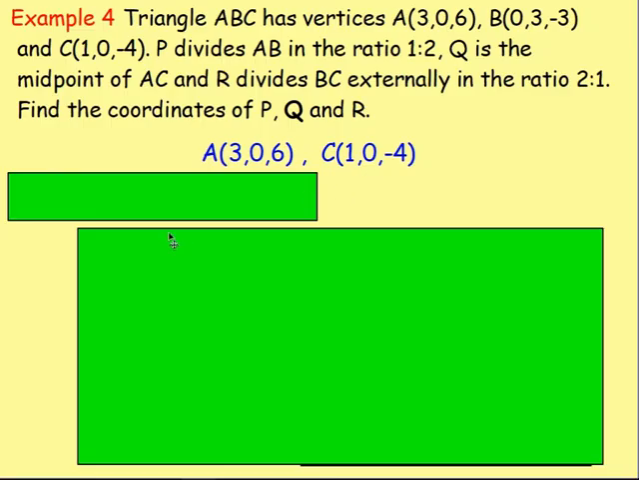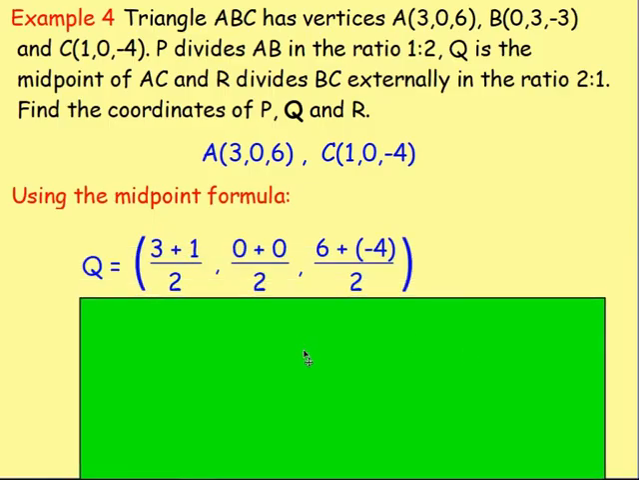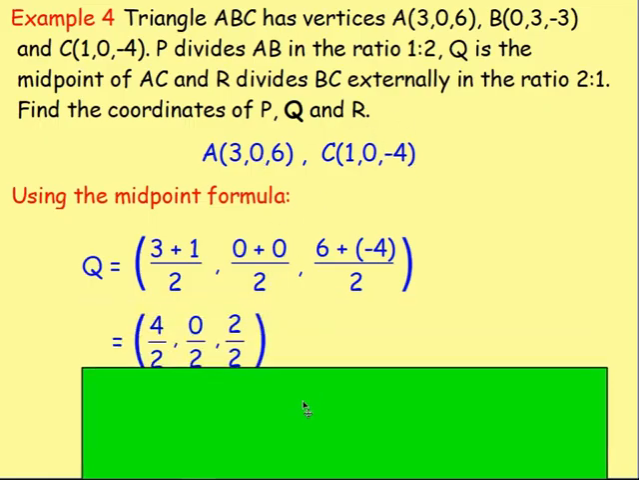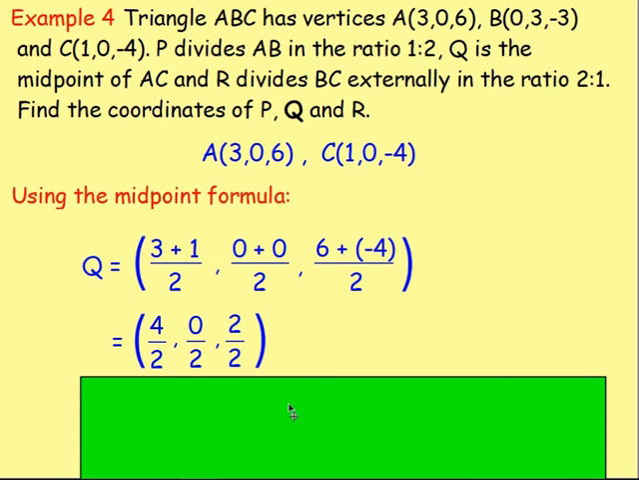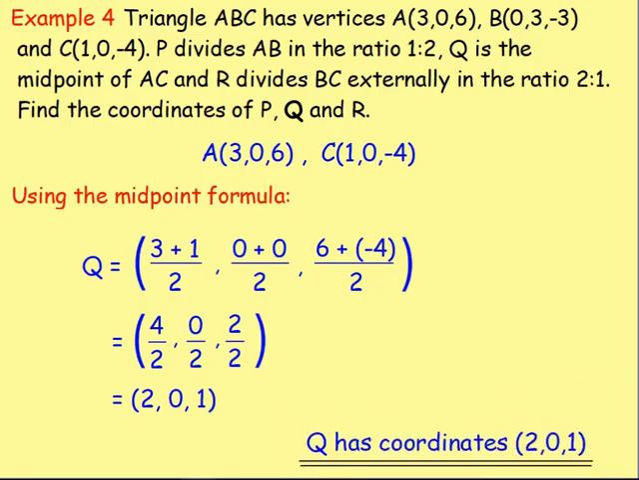Midpoint formula! Brilliant! So thinking about the midpoint formula, that is where you would add the x's, add the y's, add the z's, and you're dividing each of them by 2. So add the x's, divide by 2, 3 add 1, divide by 2, 0 add 0, divide by 2, and 6 add -4, divide by 2. That'll give us 4 over 2, 0 over 2, and 2 over 2, meaning then we'd have 2, 0, 1. So Q would have the coordinates 2, 0, 1. Simple as that.